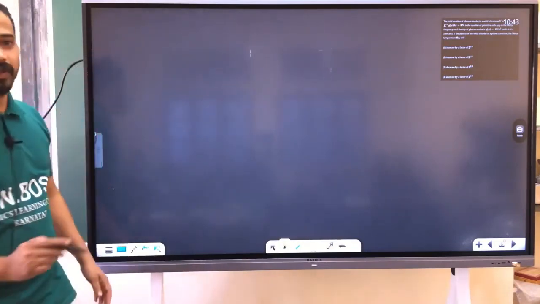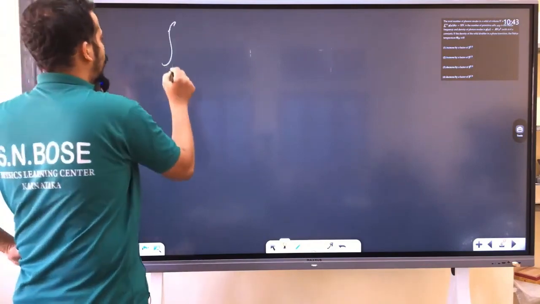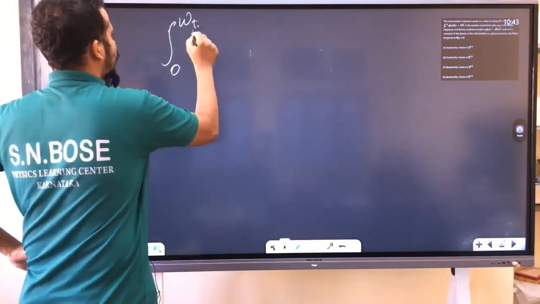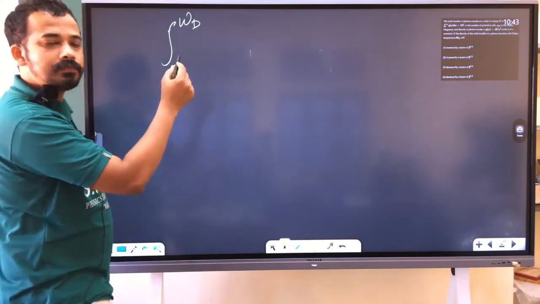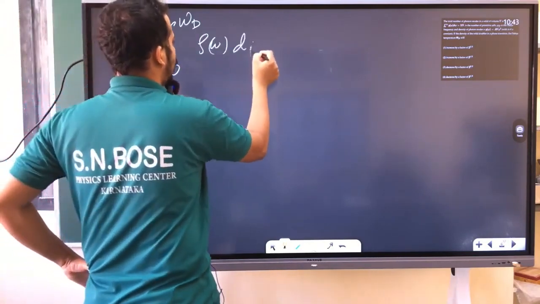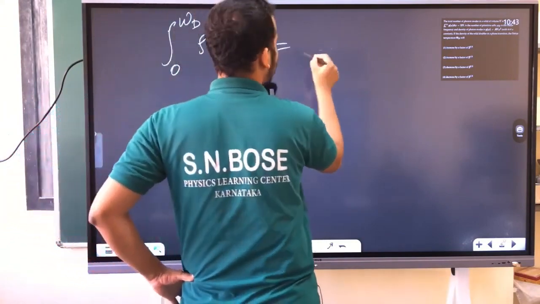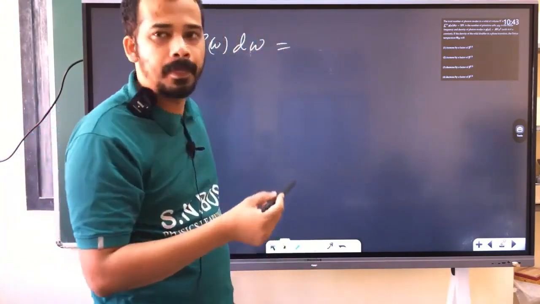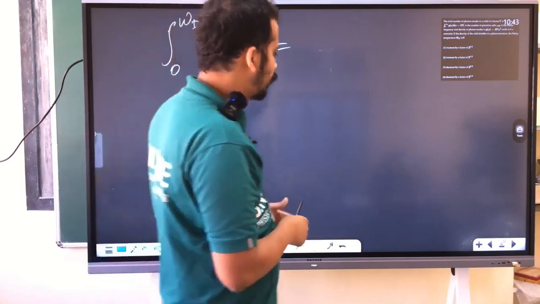You need this one also. What is this one? Do you remember? Integral from 0 to omega d, Debye frequency definition, rho of omega d omega, that's equal to the number of modes. That's equal to the number of modes.